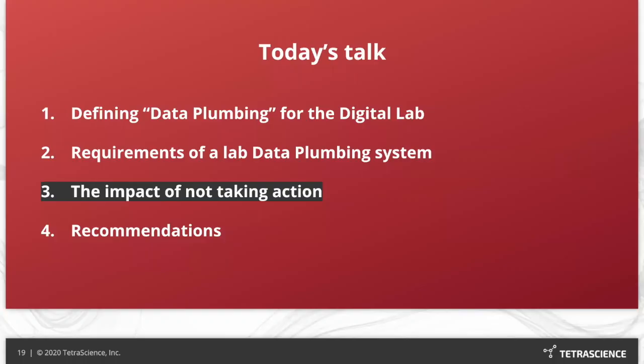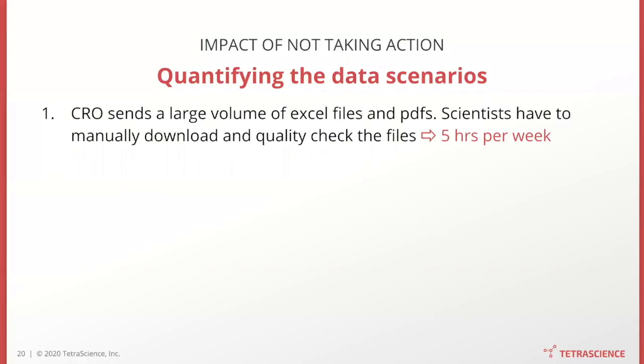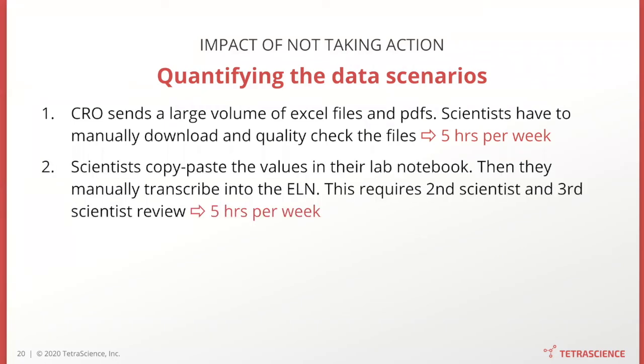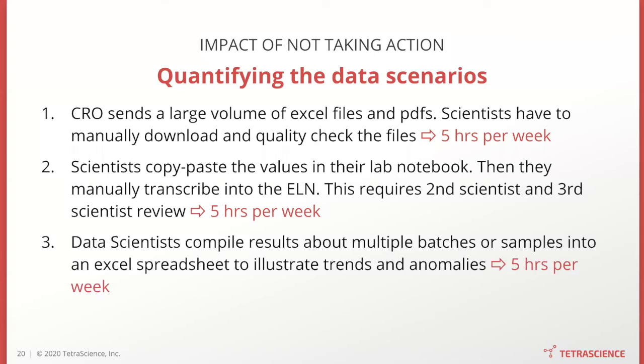So now we talk about the requirements of a data plumbing system. Let's think about the impact of not having one. Again, we're going to use those examples. For example, CRO data gets in, scientists will have to manually triage them, manually copy the data from the instruments to the notebook, to the ELN, requiring your peers in the lab to review them. Data scientists have to wrangle the data together, aggregate them, align the curves, just to be able to plot something, be able to detect a pattern.